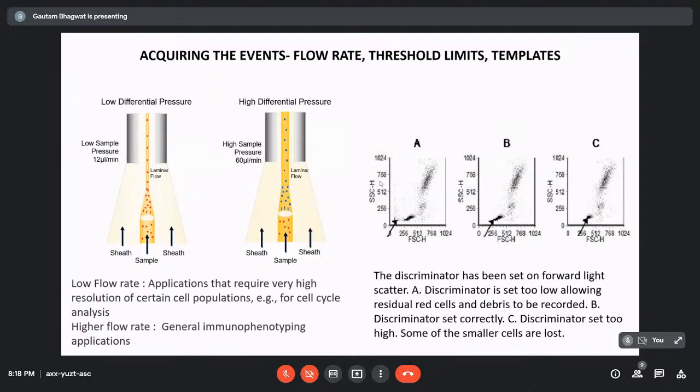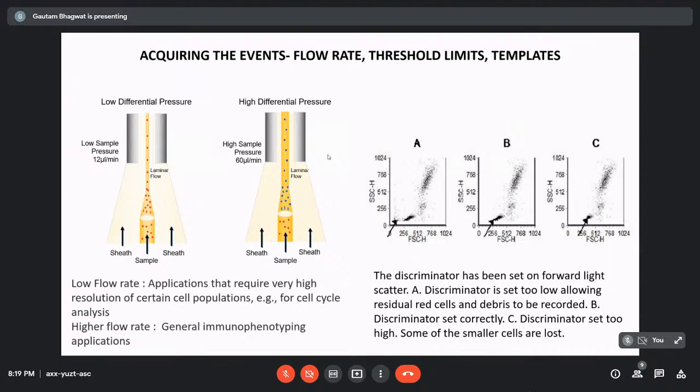Now, once I have processed this, I put it into the machine. When I put it into the machine, there are two or three things which I need to take care of during the acquisition. Acquisition is what? The sample is going through the flow cell, the laser is hitting the cells, and the graphs are being generated. During that time, I need to take care, one, of flow rate. If my flow rate is very high, there are chances that two or three cells would go together. If my flow rate is very low and I am going to count lots and lots of events, it will take a lot of time.